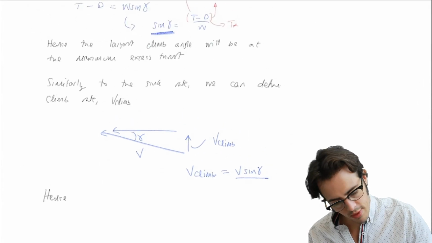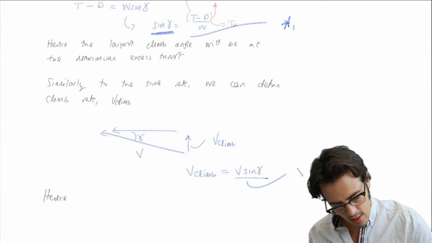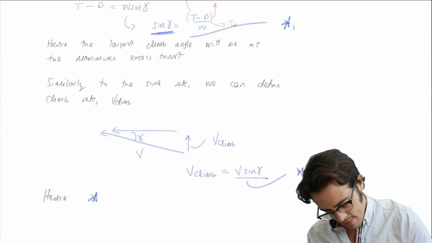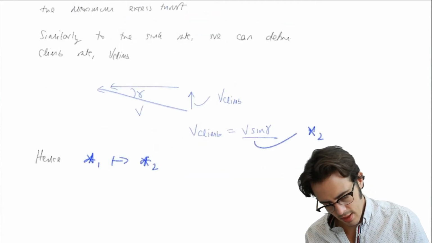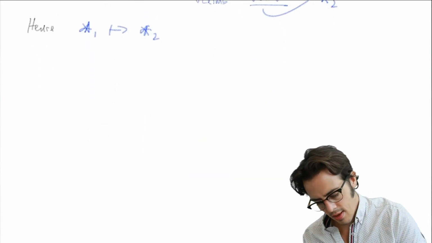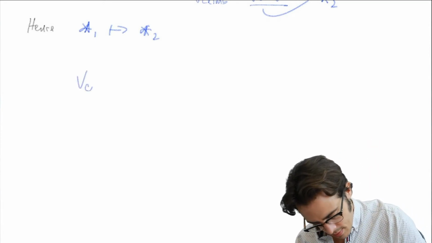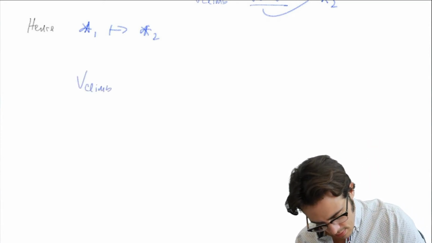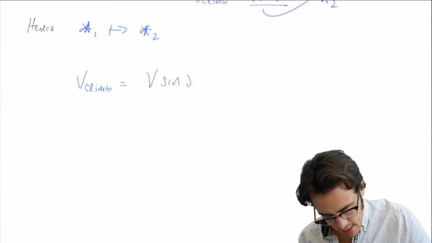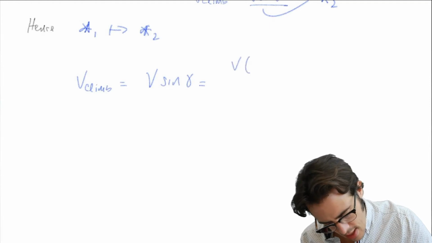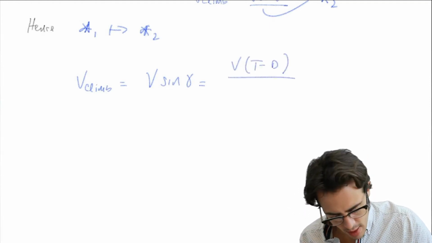So let's give these little symbols. Let's say this is star 1, this is star 2. So putting the first into the second, we end up with the climb rate is equal to, well, we said it was V sine gamma, so that's V thrust minus drag divided by the weight.